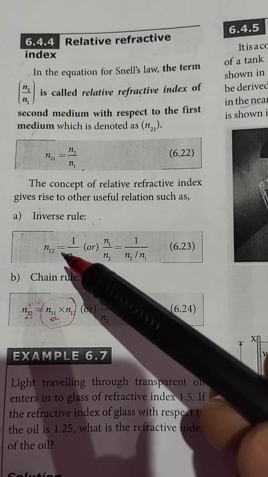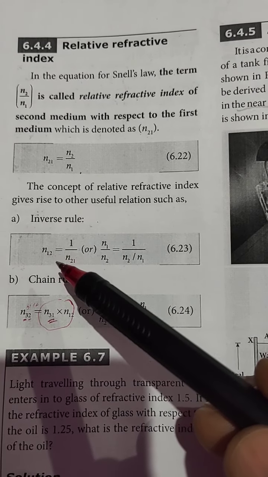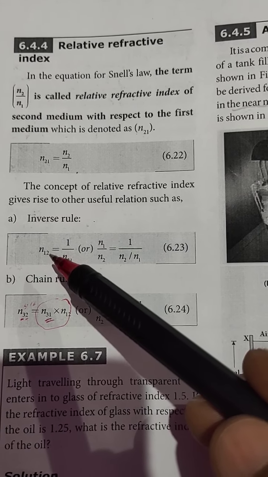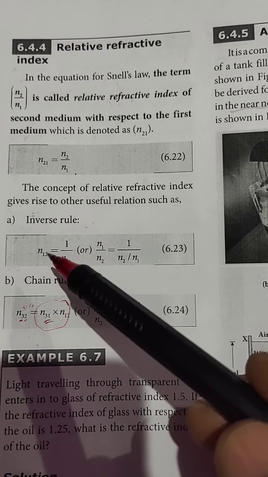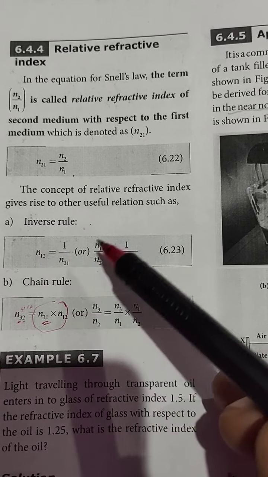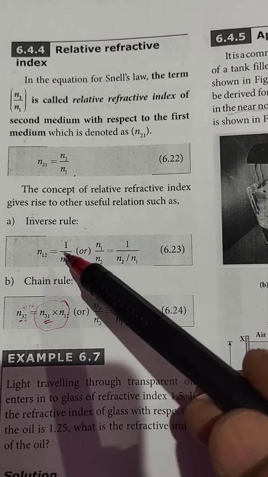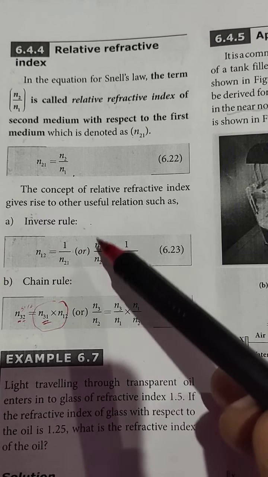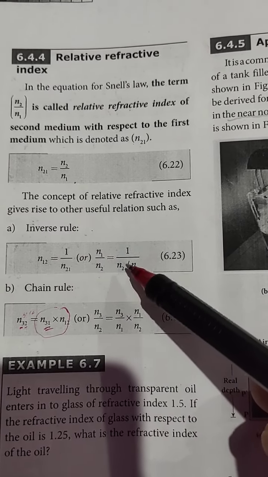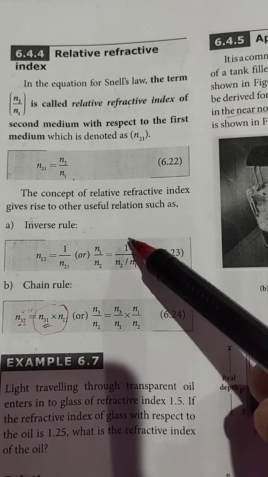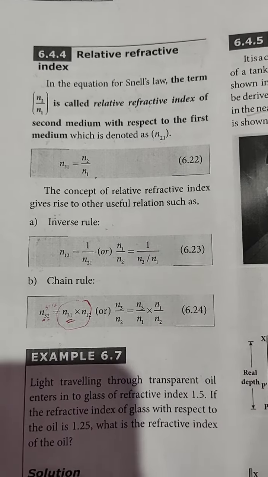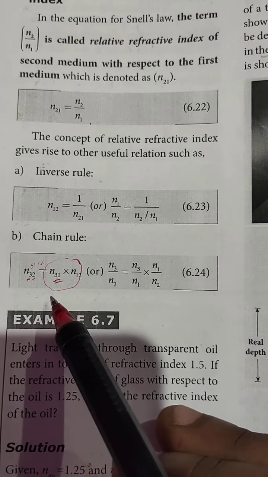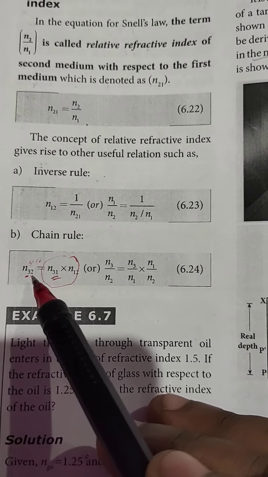So, the inverse rule: n12 is the refractive index of the first medium with respect to the second medium. We can write n21 as n1 by n2, or otherwise rearrange it as 1 by n21. So it gives the reciprocal value, 1 by n2 by n1. Next, the chain rule. In the same way, we can use the process of the chain rule.